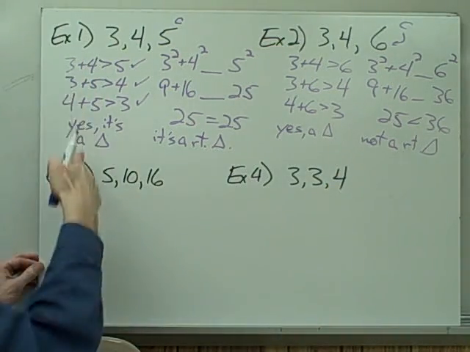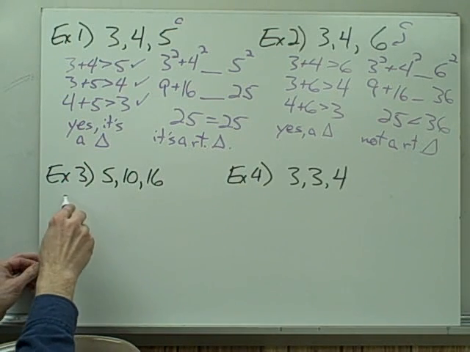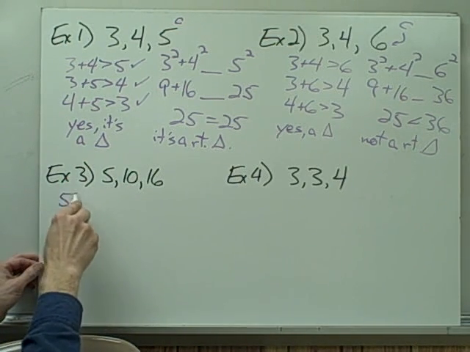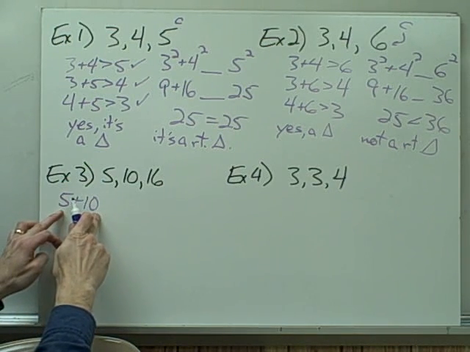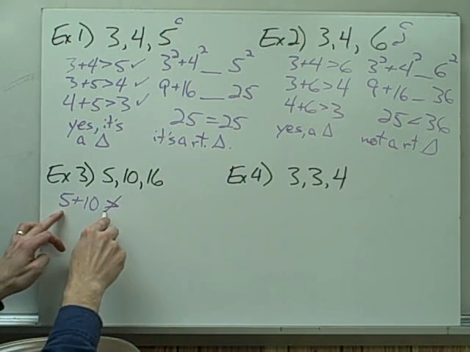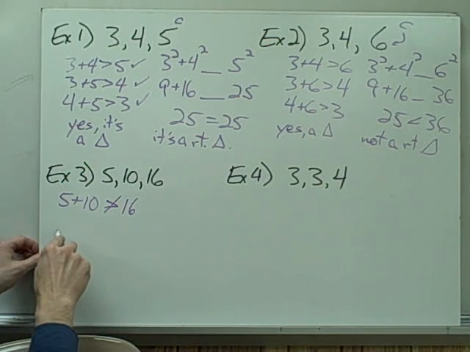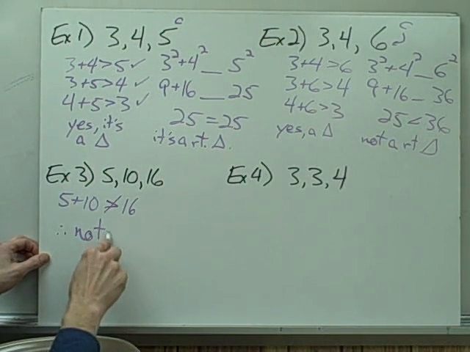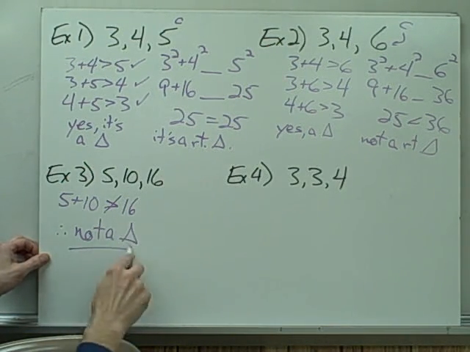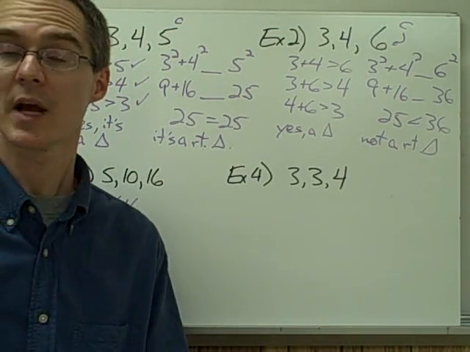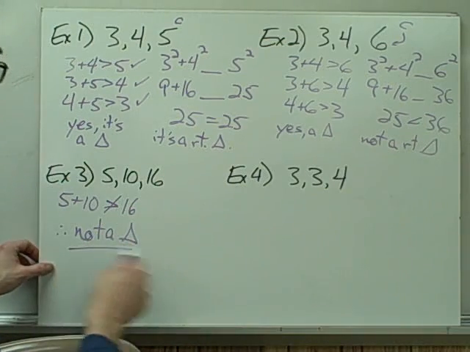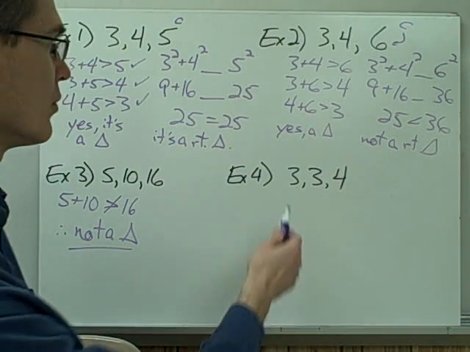Example number 3. All right, let's check to see, is it a triangle? So we have 5 plus 10. Let's see, 5 plus 10 is 15. 15 is not greater than 16. Therefore, this one is not a triangle. So we don't need to go any further. Once we know it's not a triangle, it's not going to be a right triangle. So we can say it's not a triangle. We'll go on to example number 4.